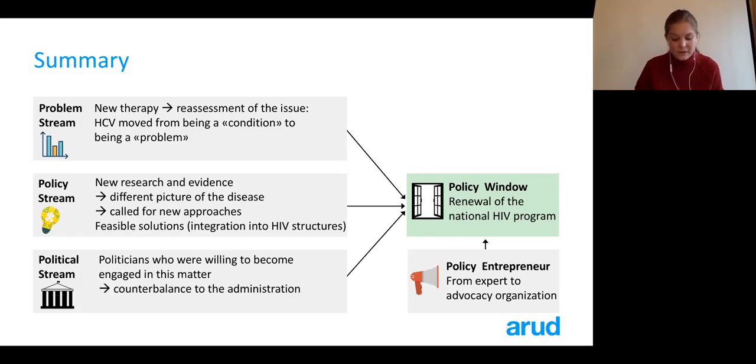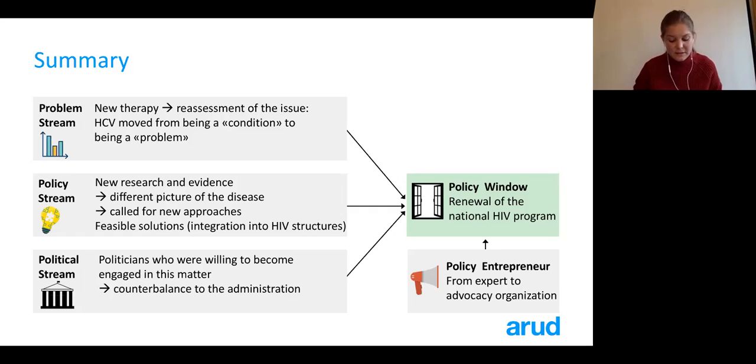And in the political stream, thanks to the established dialogue with some health politicians and the data that was provided to them by Swiss Hepatitis, the political landscape was already in favor of supporting hepatitis C. And with these politicians who were willing to become engaged in this matter, it was finally possible to create a counterbalance to the administration, the FOPH, that had not shown much commitment so far.